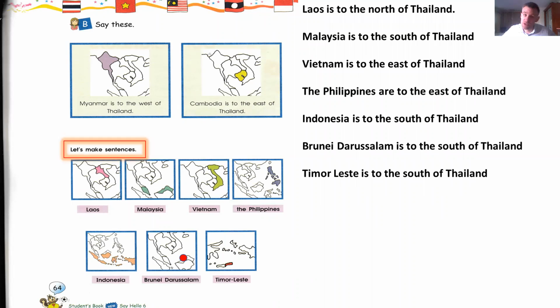Here we go. So let's use the cardinal points and speak about the countries in Southeast Asia. Laos is to the north of Thailand. Malaysia is to the south of Thailand. Take your time with TH. Vietnam is to the east of Thailand. The Philippines are to the east of Thailand. Indonesia is to the south of Thailand. Brunei Darussalam is to the south of Thailand. And finally, Timor-Leste is to the south of Thailand.